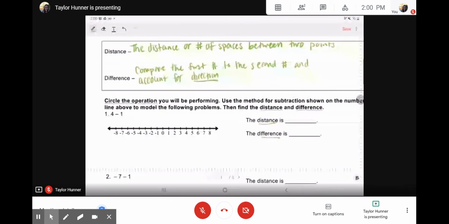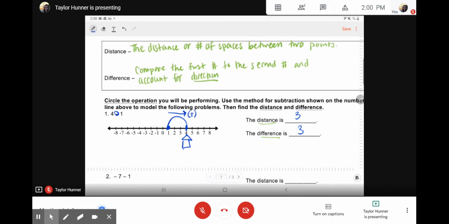And for this next part, it says circle the operation you will be performing. Use the method for subtraction shown on the number line above to model the following problems. So for this first one, it says 4 minus 1. I'm going to circle this operation. And now my first number is 4, so that's my home. And then I go back to 1. So now I draw. The distance between those points is 1, 2, 3 spaces. That's the distance. And the difference is, okay, well, I ended up here and I want to go back home. I always want to go back home. So I'm going in the positive direction. So this will still be 3, and 4 minus 1 is a positive 3.